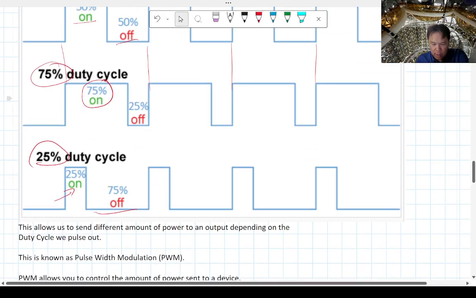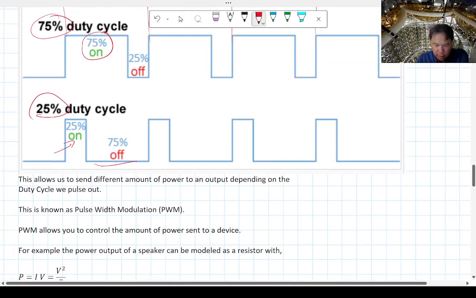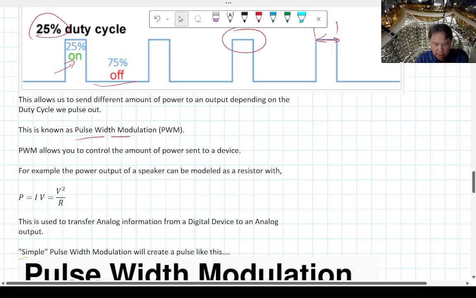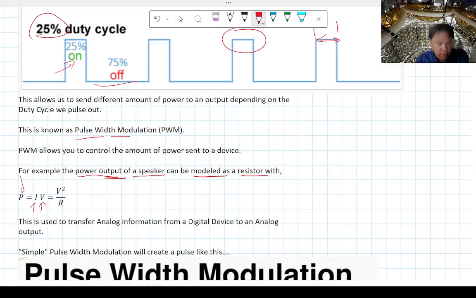And what it's going to allow us to do is this technique called pulse width modulation. Notice that these are the pulses. The width of these basically carries the digital information that you're going to be sending into your analog device, which is pretty neat. The way this works is that the power output to a speaker can be modeled as a resistor. So the power is going to be the current times the voltage across that resistor or speaker. Equivalently, using Ohm's law, you can change that into just V squared over R.